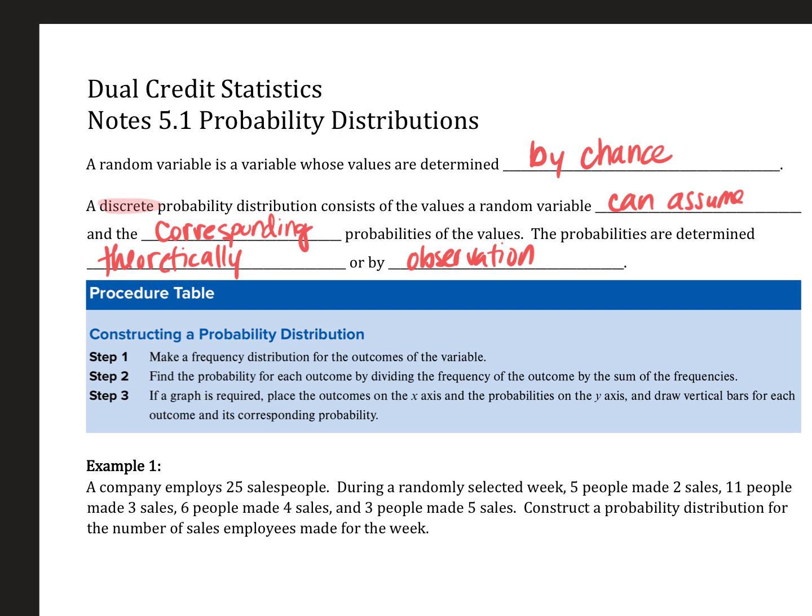So to make a probability distribution, you make a frequency distribution, and then you find the probability. So this is no different than what we've already done, okay? If a graph is required, you place the outcomes on the x-axis and the probabilities on the y-axis, and then draw vertical bars. So it's a histogram for that, okay?